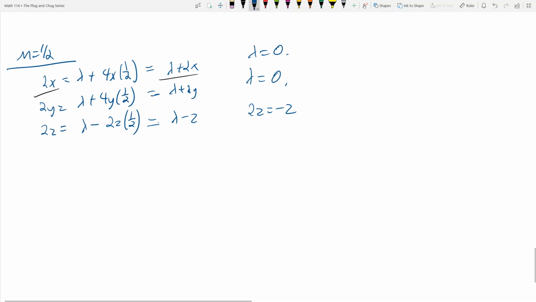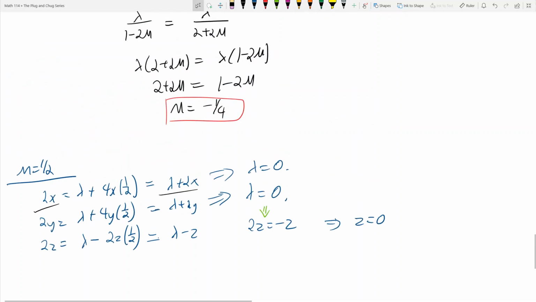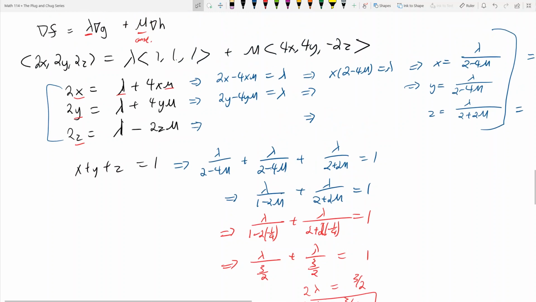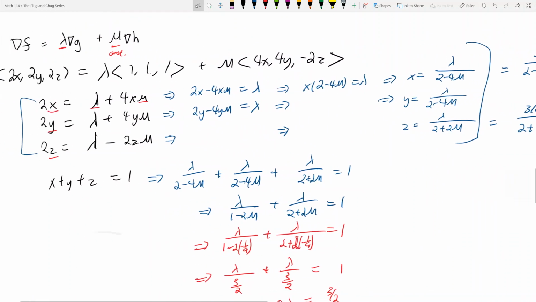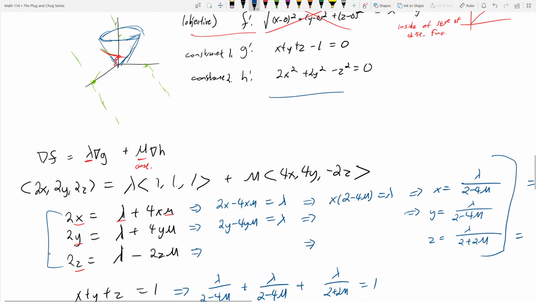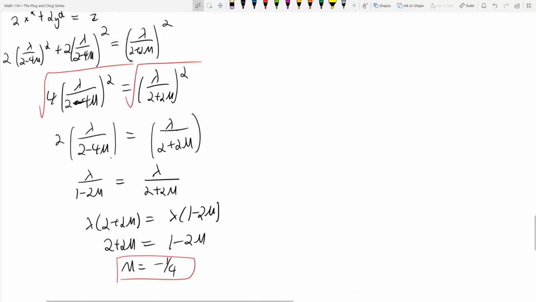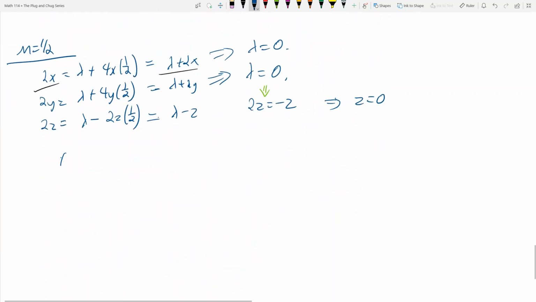And, well, the only way this can be true is if z has to be 0 in order for this relation to hold. Okay, so if I know z is 0, then what are x and y? Well, x and y then have to satisfy both constraints simultaneously. It has to satisfy this guy, and it has to satisfy that guy. Well, x plus y has to equal 1, right? So since z is 0 now, we found z is 0, so x plus y has to equal 1.